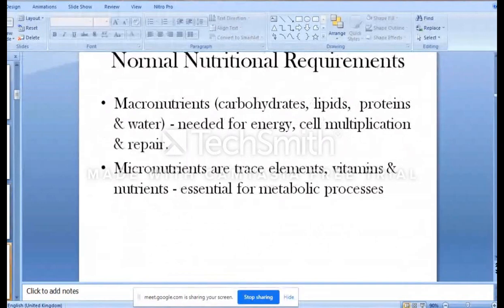The normal nutritional requirements are macronutrients, and macronutrients are carbohydrates, lipids, and proteins. Water is a universal nutrient; it's either macro or micro. And these are needed for energy, cell multiplication, and repair. Micronutrients are trace elements and vitamins, and they are essential for metabolic processes.